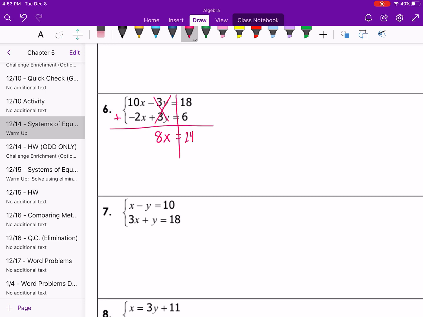So elimination really just ends up giving us a lot of times a one-step equation that's super simple to solve for, and then all I have to do is use that answer and plug it back in.